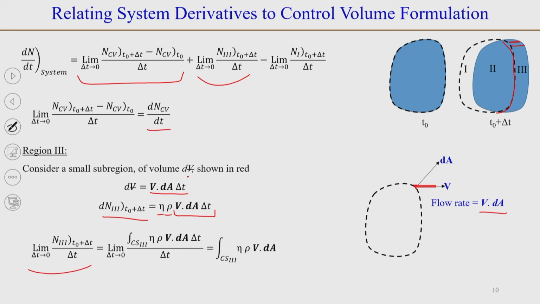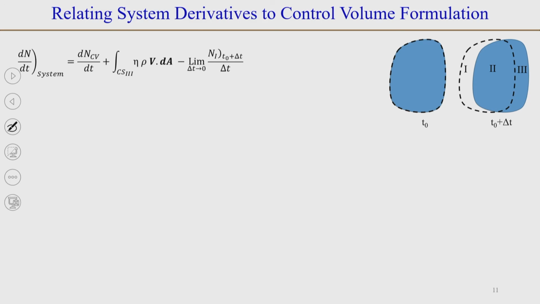and what we get is the limit as delta t tends to 0 of the intensive property in region 3 at time t naught plus delta t divided by delta t, which is equal to the integral over the control surface of eta rho V dot dA. So, that basically represents the intensive property that has gone out of the control volume through this control surface.